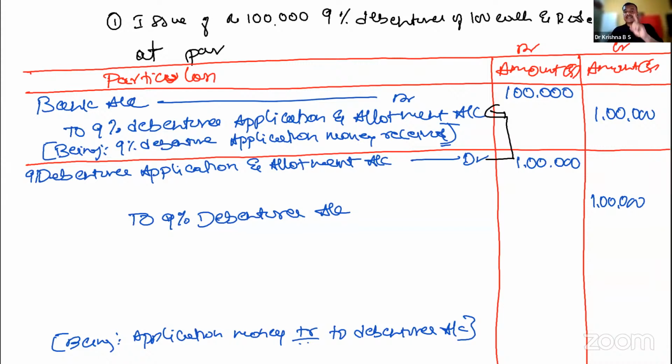Debentures account. This is the case number 1. Please write it and raise your hand or show thumbs up once you have written. This is very very important.